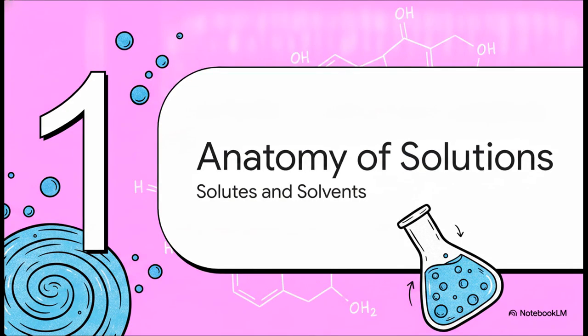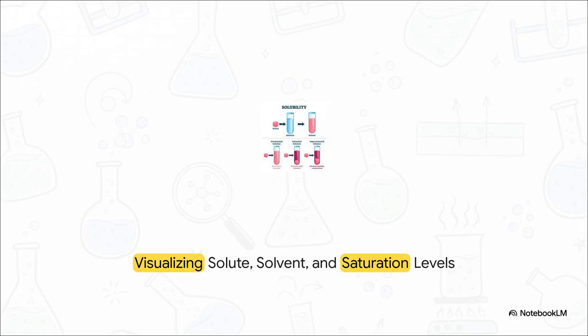All right, Section 1, the anatomy of solutions. So the fundamental mechanics of mixing are actually all about limits. A solution is just a homogeneous mixture where a solvent, that's the substance doing the dissolving, takes in a solute. At first, it's unsaturated and hungry, meaning it can easily dissolve more. But keep adding solute, and eventually you hit a saturated solution. That is the absolute limit of what can be dissolved at that specific temperature.